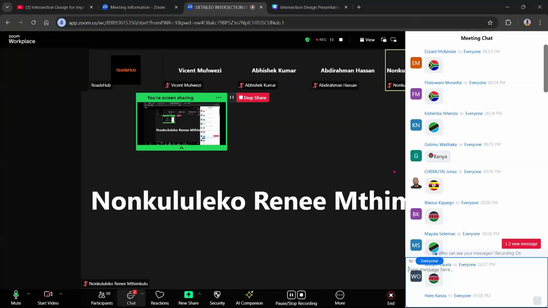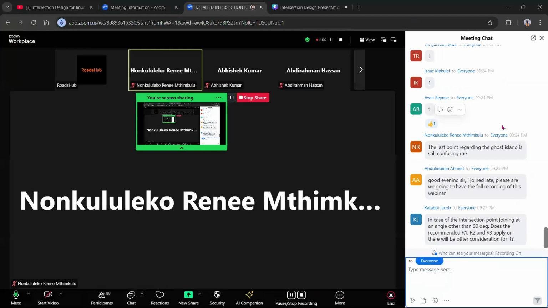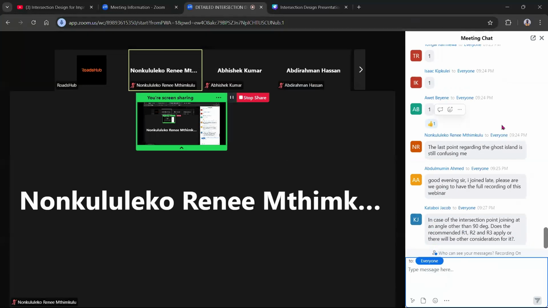All right, thank you. Let me see. In case of the intersection, this is Kataboy. I know you, gentlemen. In case of the intersection point joining at an angle other than 90 degrees, does the recommended R1, R2 apply?